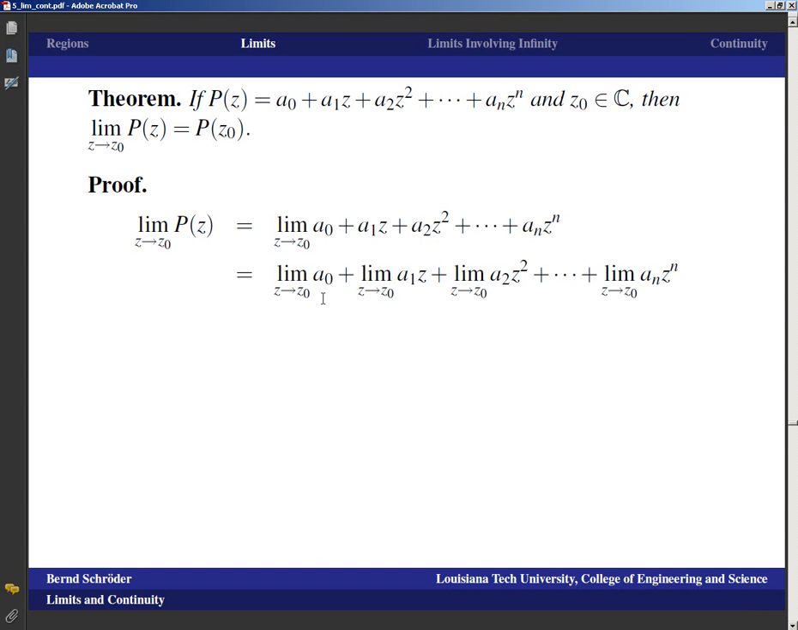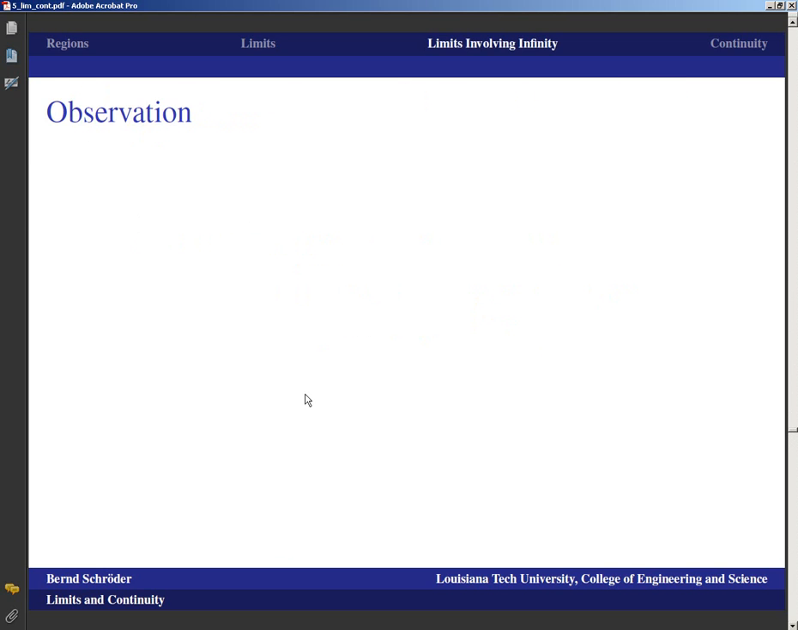So I can take this as the limit of a0, limit of a1z, a2z squared, and so on and so on. But the limit of a constant is the constant itself. So we get a0 here. The limit of a product is the product of the limits. So the limit of a1 is a1. The limit of z is z0. The limit of a2 is a2. The limit of z squared, remember, that's just z times z. So that's z0 times z0, which is z0 squared. And you go all the way through to the end, and you get that this is really just the value of the polynomial at z0. And that's already the end of the proof.